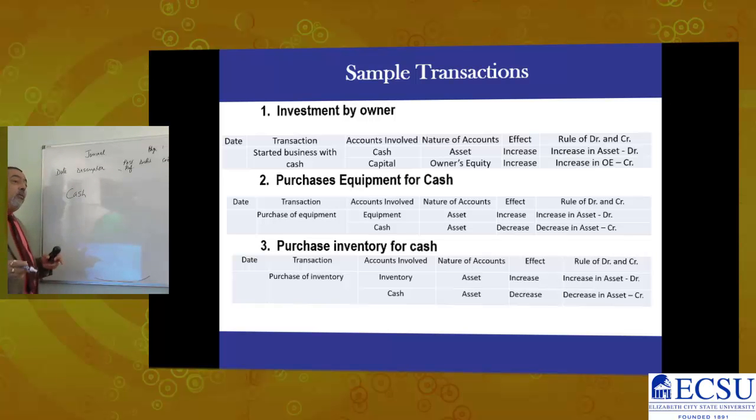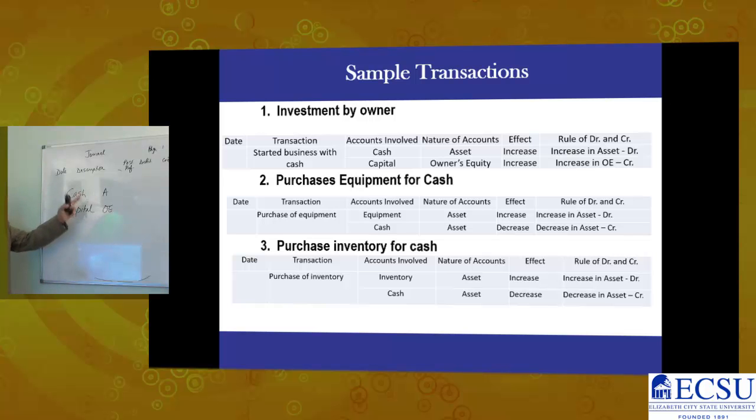And the owner's account is always represented by either a common stock or a capital. In this case, we are not told that it is a company or a corporation. They just said started a business. We are going to presume it is a sole proprietorship. Therefore, we'll take this as a capital. So these are the two accounts involved. Now, what is cash? Cash is, of course, an asset. What is capital? Of course, it is owner's equity.